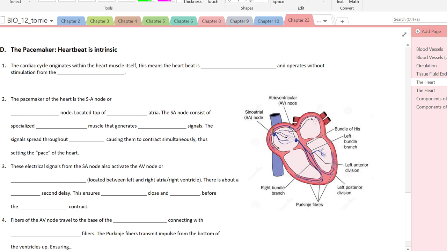So there is this tissue embedded within that cardiac muscle that works in the same manner as the electrical impulses that we talked about, action potentials in the nervous system. So it originates in the heart muscle itself. This means that the heartbeat is intrinsic, and it operates without stimulation from the central nervous system.